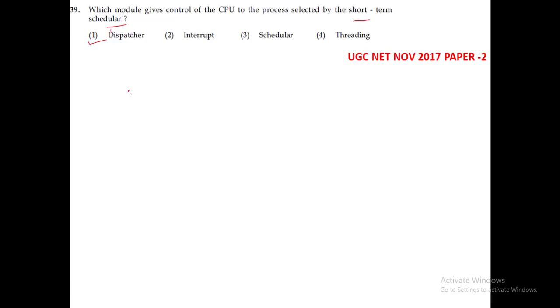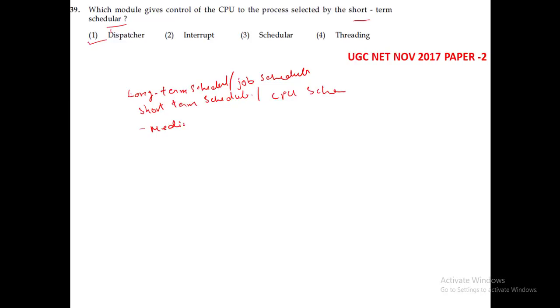One is called the long-term scheduler, which is also called the job scheduler, and the next one is called the short-term scheduler, which is also called the CPU scheduler, and the next one is called the medium-term scheduler. It's called a medium-term scheduler, right?